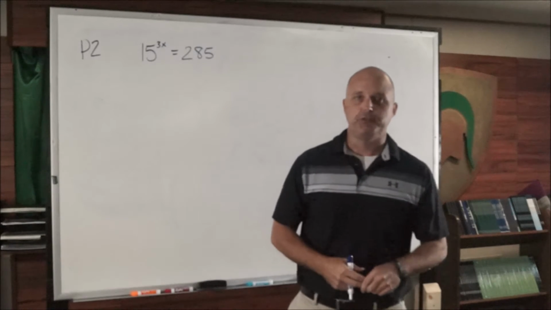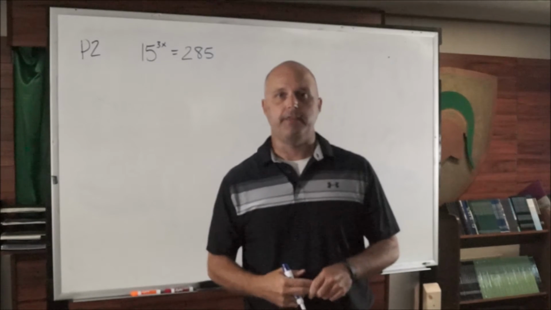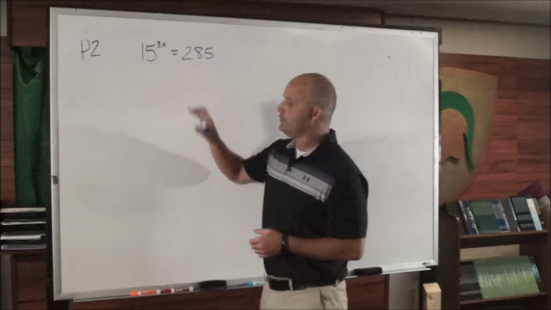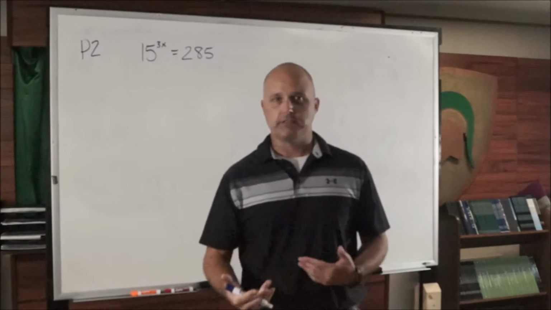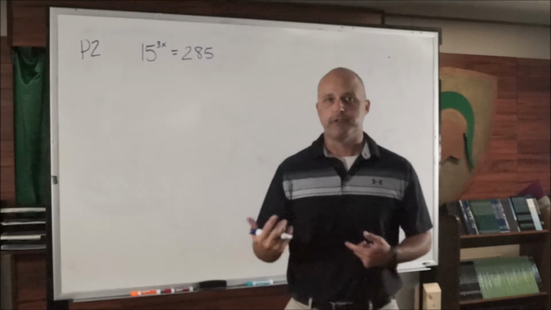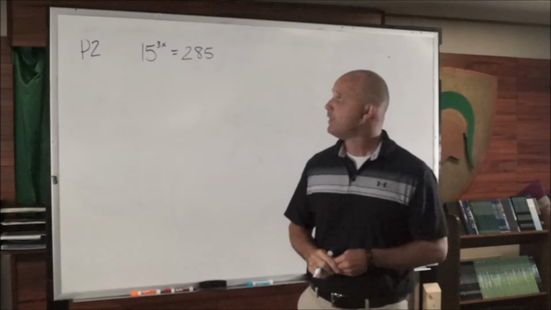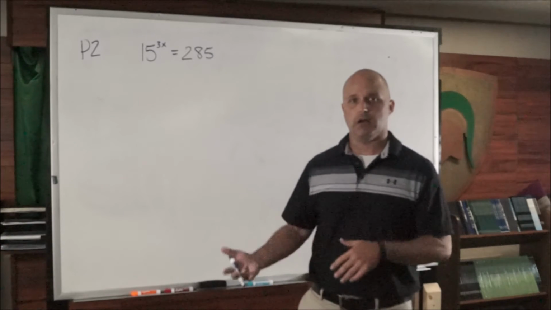Okay, in problem number 2, we're not going to be able to use the same method that we used in problem number 1. The reason why is because with 15 and 285, we can't get down to the same base. So we're going to learn a new method of solving a problem in which it doesn't look like you can get to it. What we're going to do is take the common log of both sides.